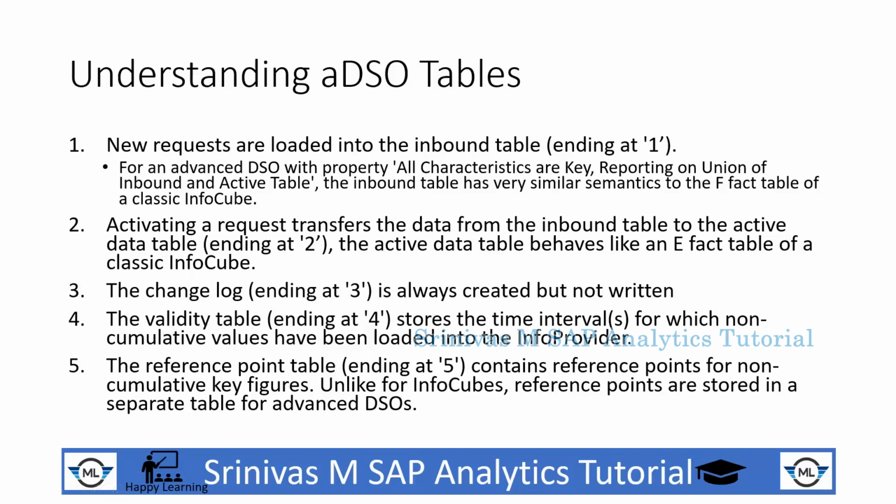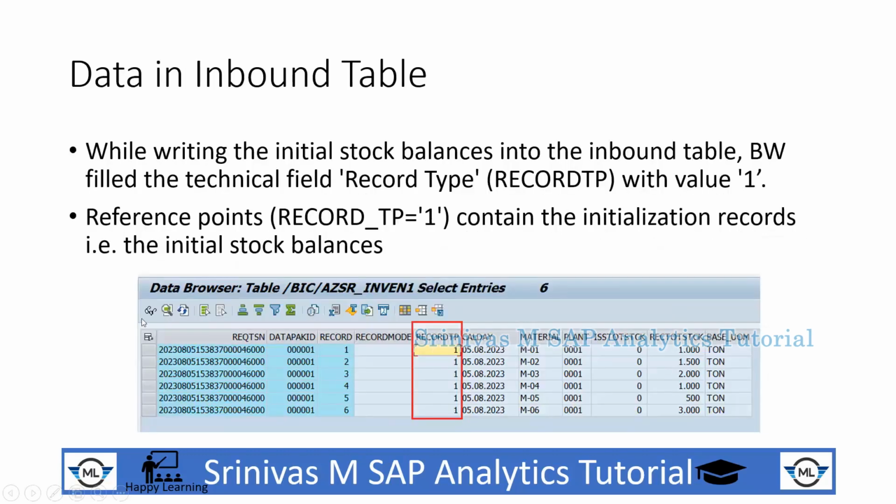And the last one is the reference table. The table ending with number 5 is nothing but the reference point table. It contains the reference points for non-cumulative key figures. Unlike for InfoCube, reference points are stored in a separate table for advanced ADSOs. Because it is an advanced ADSO, reference points will be stored in this table. We will closely understand the data stored in this reference point table also in coming time.